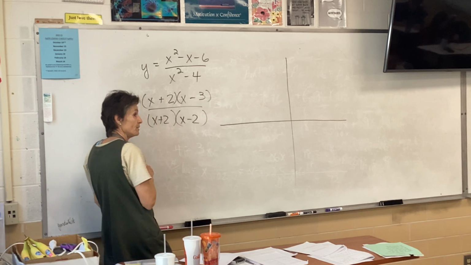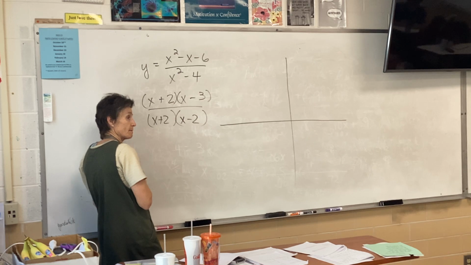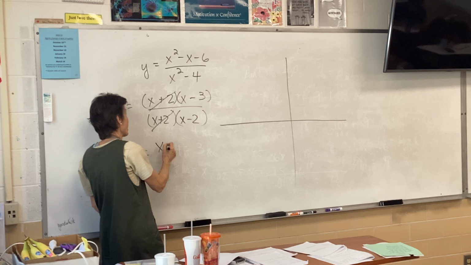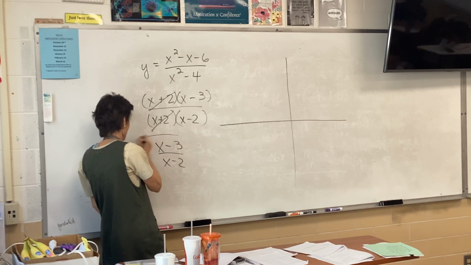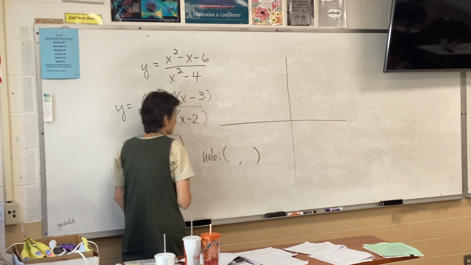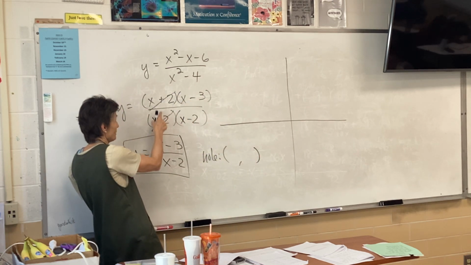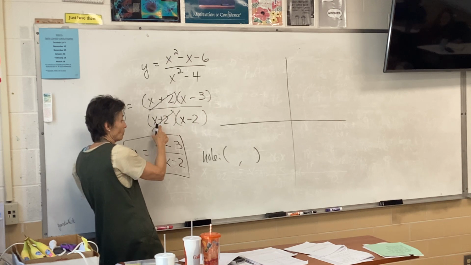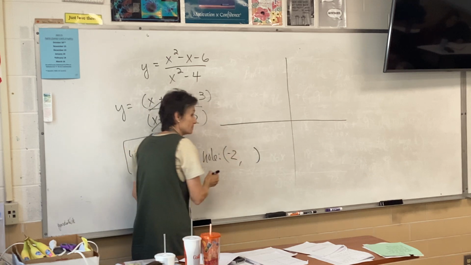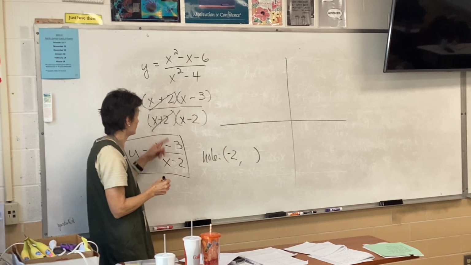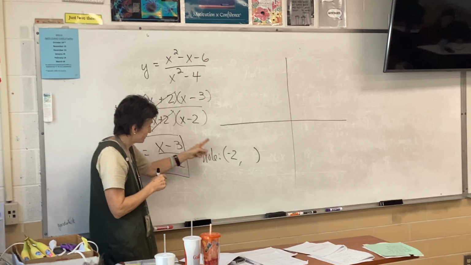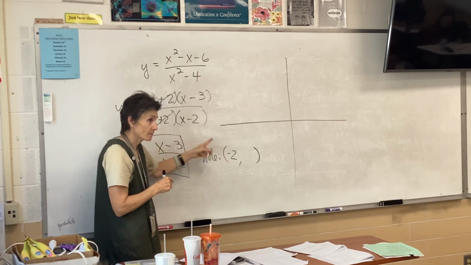All right, so what do we do? What do we notice? Well, we can cancel, which means we are definitely going to have a hole in our problem. And what do we know about the location of that hole? Where's it gonna be? Where x is -2. Look at it. Look where I put the hole.